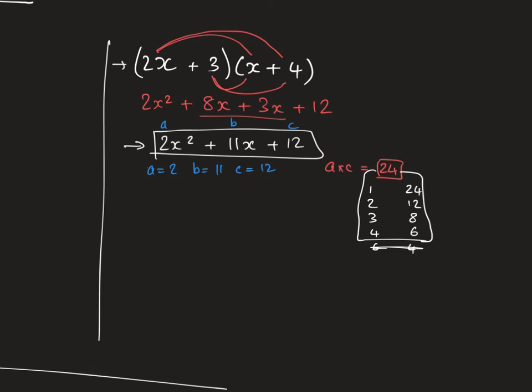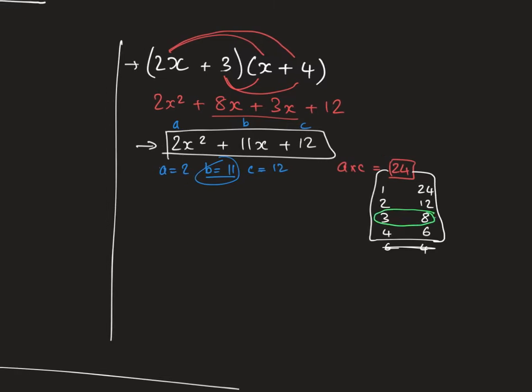Now, do any of these add together to make the b, the 11 in the center? Now remember, they could also be negative. In this case, since b is positive, and remember, they could both be negative, so they could be -1 and -24 and -2 and -12. But I've just written the positive values, and here we go. I can see that 3 and 8 add together. There you go, 3 and 8 add together to make the 11, which is the b in the center.